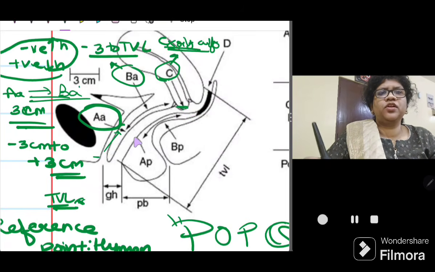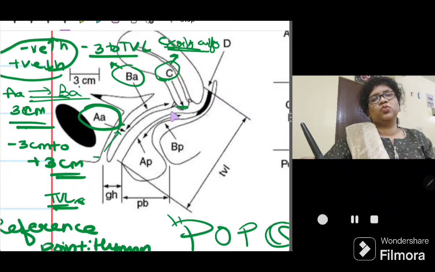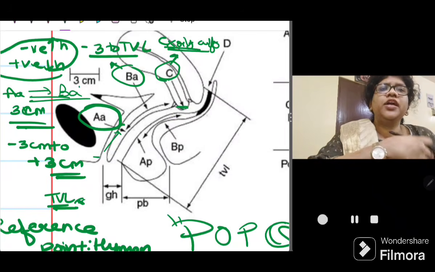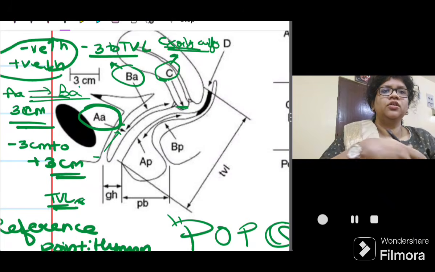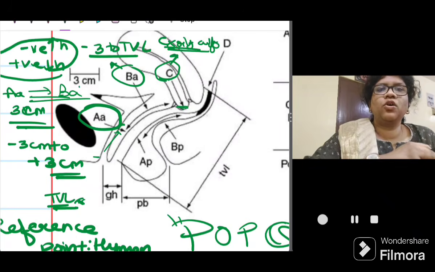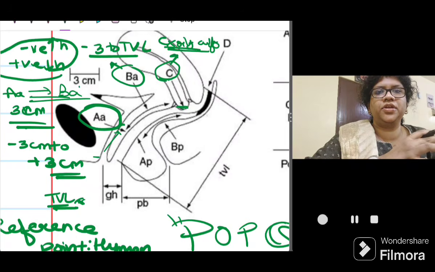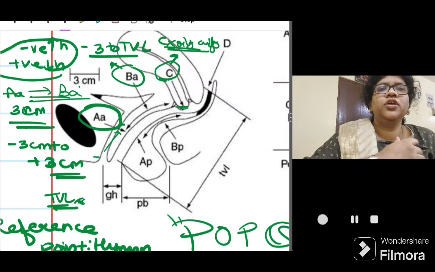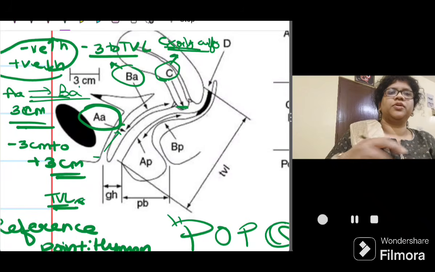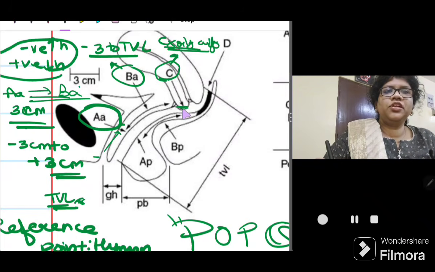If it is a normal patient who doesn't have any prolapse, it will be inside. It will normally correspond to the TVL, that is the total vaginal length. The total vaginal length is roughly around 8 centimeter. Some textbooks also mention 10 centimeter. So on an average 8 to 10 centimeter. So the C will be plus minus TVL.